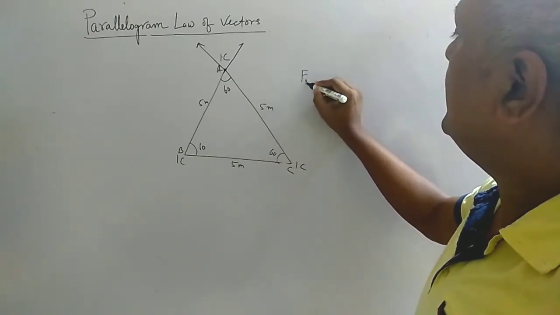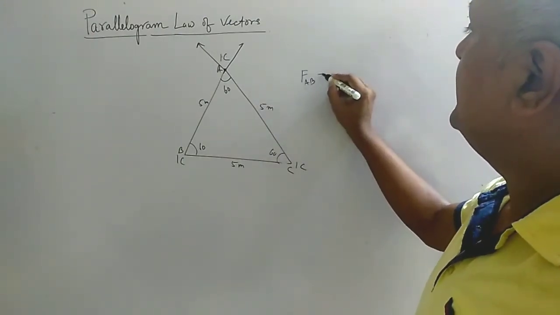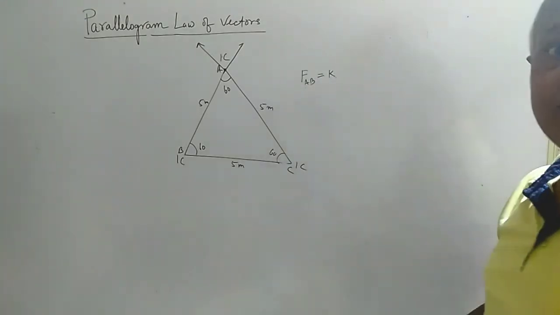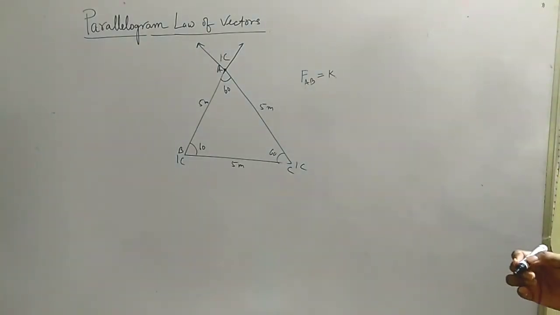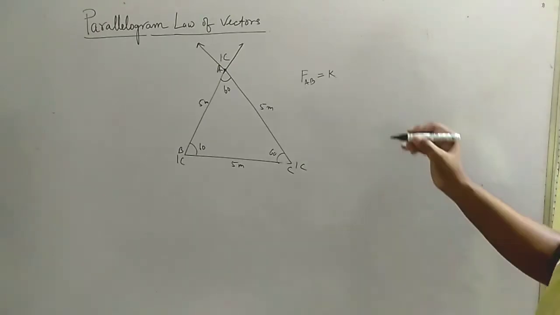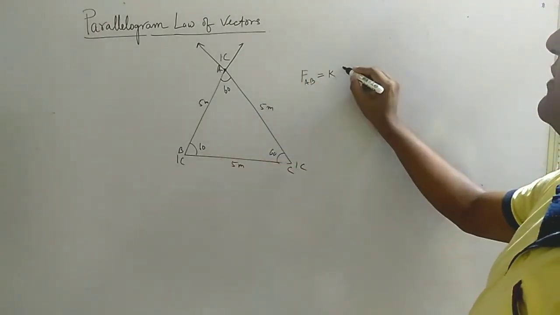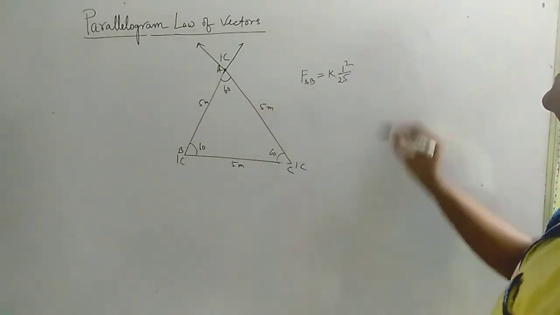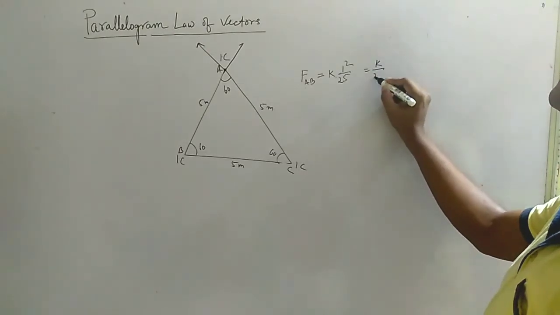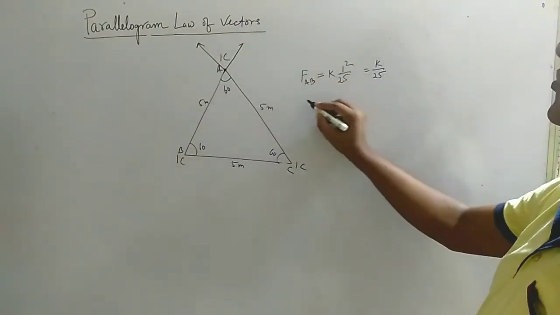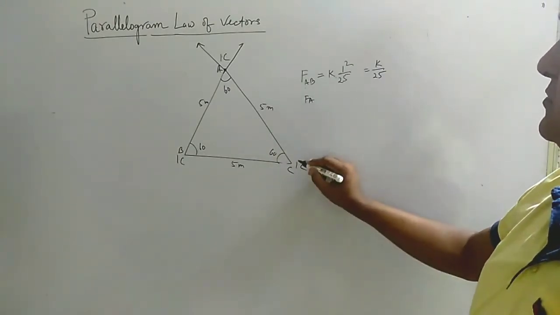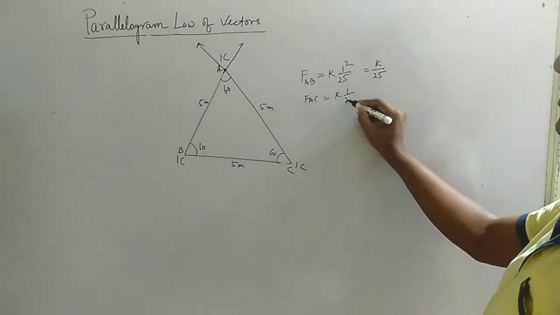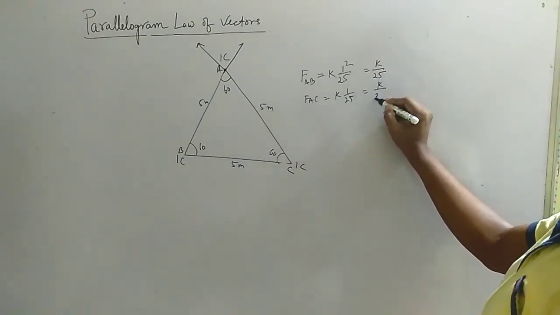So now suppose I give the name as force on A due to B. It is equal to 1 by, I just want to write K only instead of using 1 by 4 pi epsilon naught. Is it clear now? So K into, now 1 into 1, so the charges give 1, over the distance 5 square, that is 25. So this is K over 25. Now this force is also going to be the force on A due to C, that is K, again the magnitude is the same, so it is 1 upon 25, that is K upon 25.